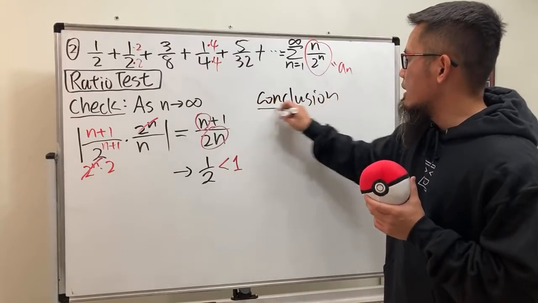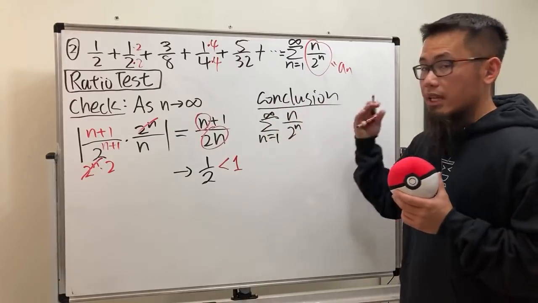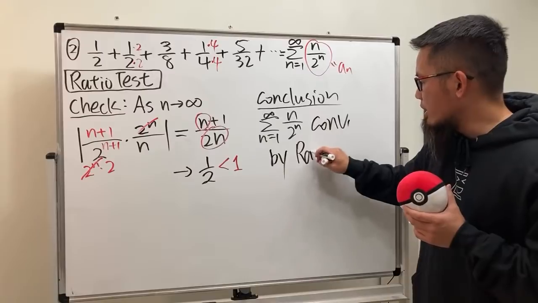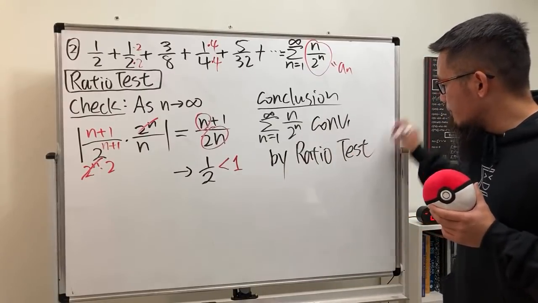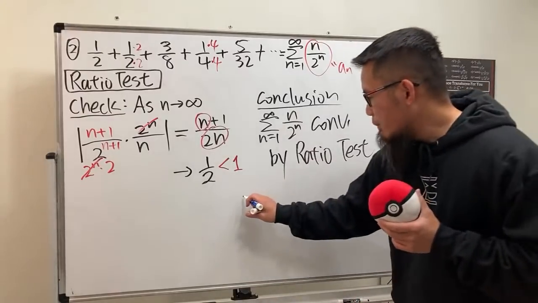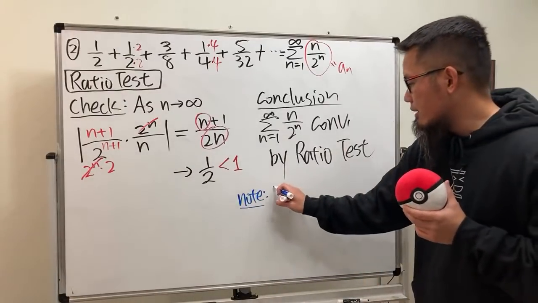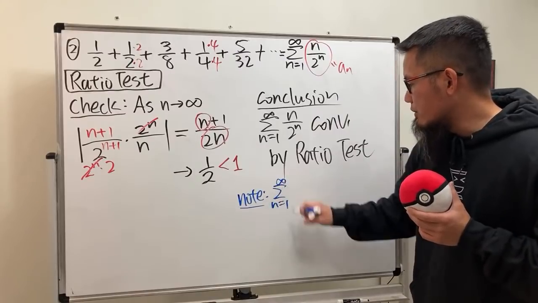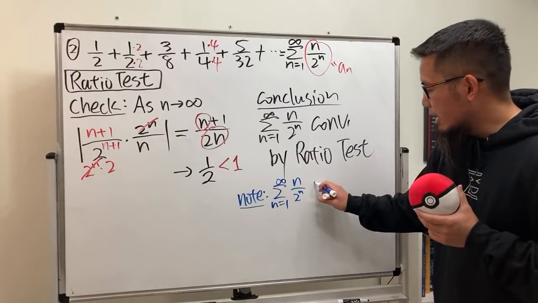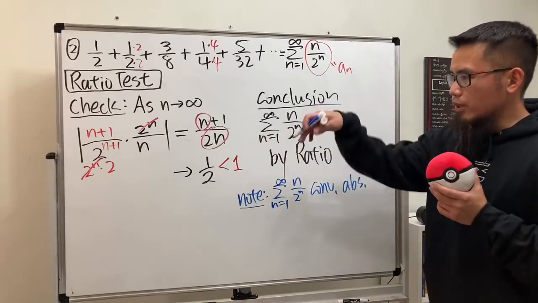The conclusion is, the series as n goes from 1 to infinity of n over 2 to the n converges, and we know this is by the ratio test. Right? By the ratio test. All right, so that's it. And in fact, I would like to mention, as you can see, we can actually say the series as n goes from 1 to infinity of n over 2 to the n converges absolutely, because we did a ratio test and we have the absolute value.